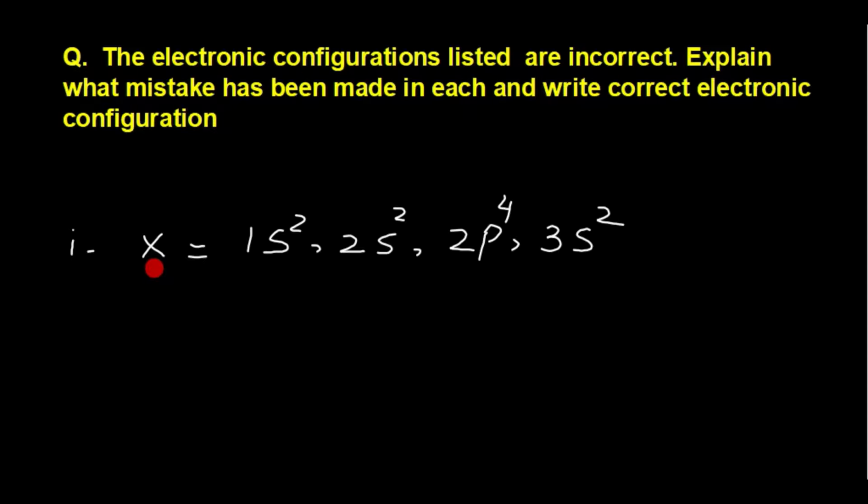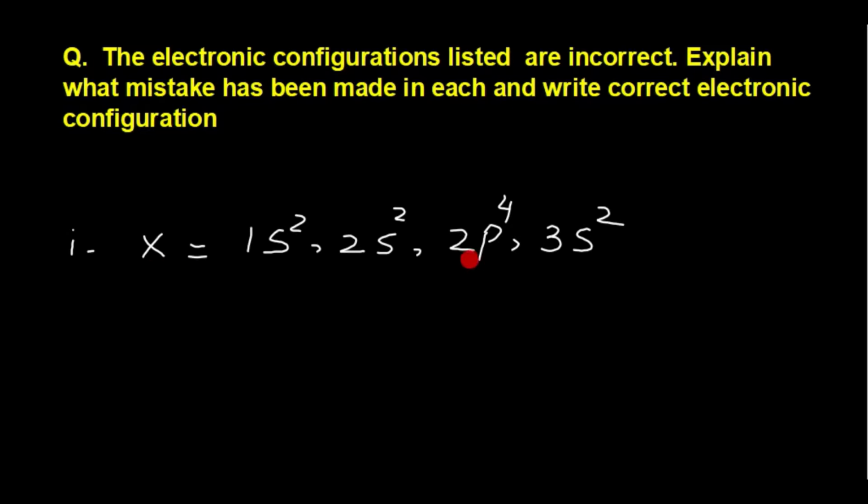The first element X which is given has the electronic configuration 1s2, 2s2, 2p4, 3s2. We know, students, we must follow the Aufbau principle for writing the electronic configuration. According to Aufbau principle, electrons first fill the lowest energy sublevel. After complete filling of lowest energy sublevel, then electrons move towards the next energy sublevel. So, what is the mistake in the electronic configuration of element X?